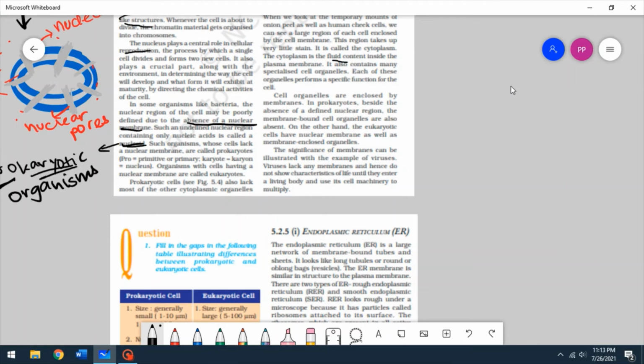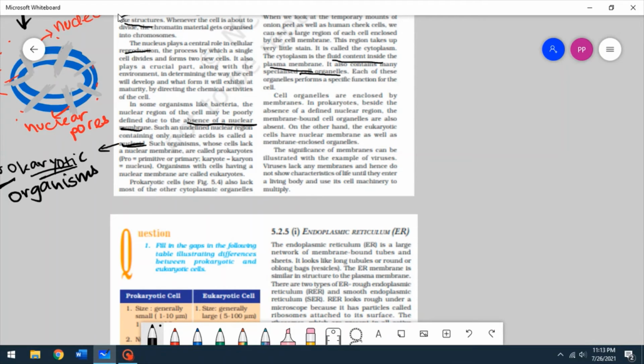Cytoplasm is the fluid content inside the plasma membrane. It also contains specialized cell organelles. All the cell organelles are present in the cytoplasm, and each organelle performs a specific function for the cell. Cell organelles are enclosed by membranes; they each have their own membranes. A few of them don't, but most of them do.